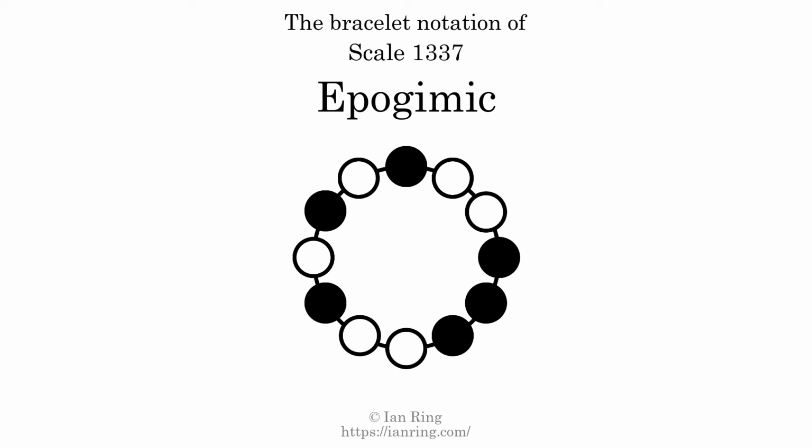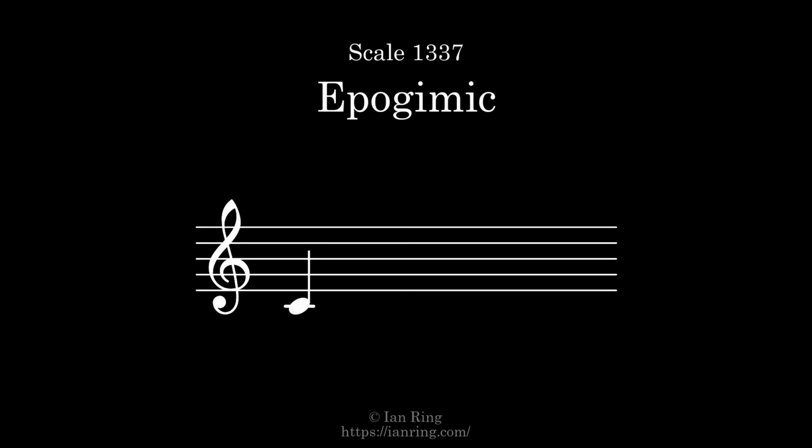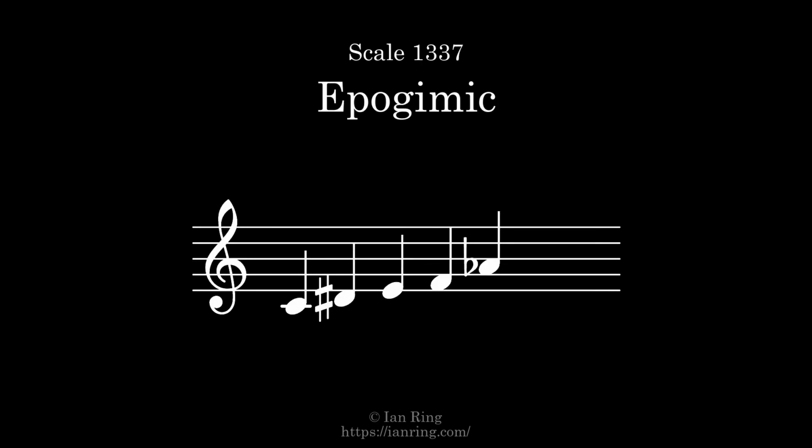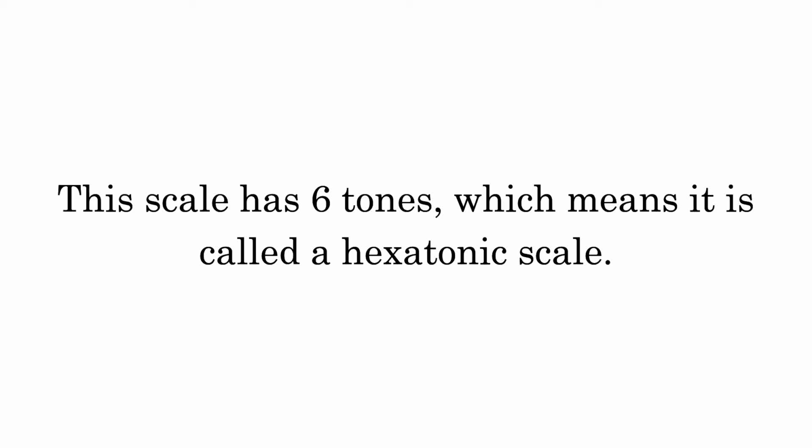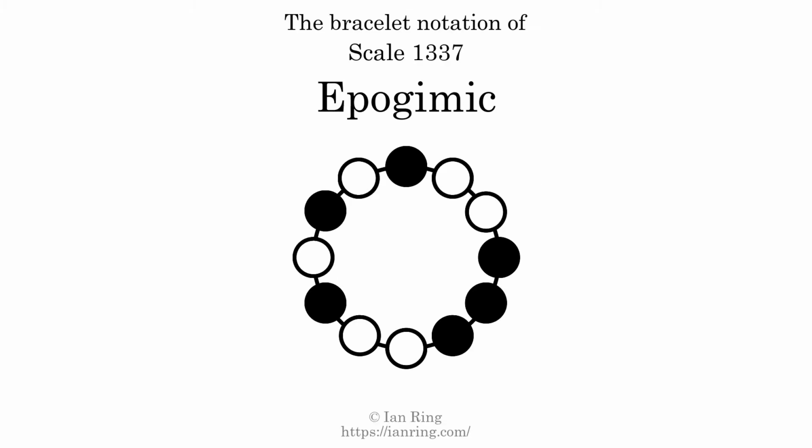1337, epogimic, which sounds like this. This scale has 6 tones, which means it is called a hexatonic scale. This is a bracelet notation diagram of scale 1337. The shaded circles represent tones that appear in the scale, and they are read clockwise, starting at the top.